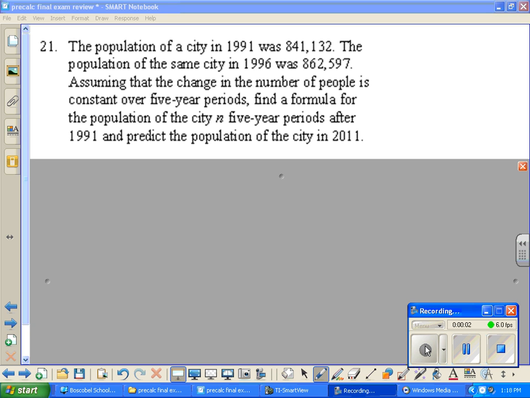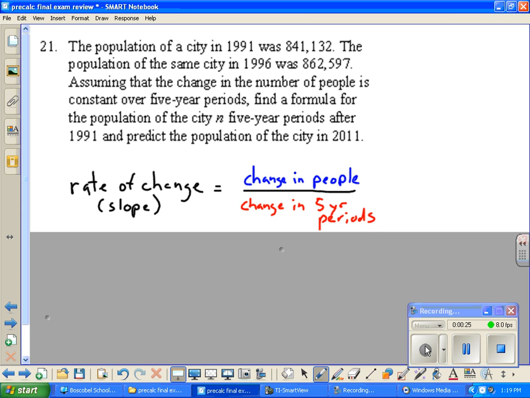Number 21, pre-calc final exam review. Word problem. Yay! It's talking about population of a city in 1991 versus 1996. It's asking you to find a formula for the change if the 5-year period of change is always the same, and then also predict a future population. Well, first we have to find our rate of change, or our slope.